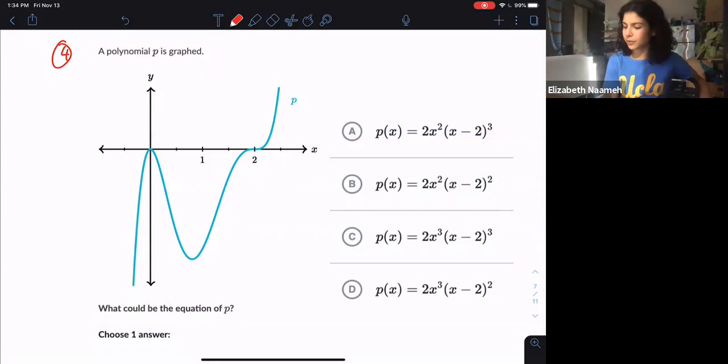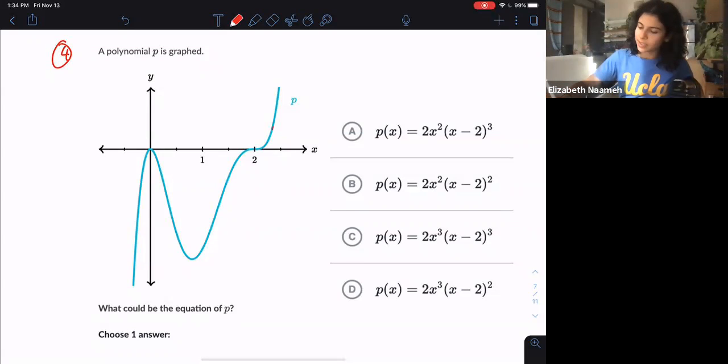I can start us off. First thing I want to make sure is that the sign in front matches the end behavior on the right. This is going up on the right side, meaning that they should have a positive in front. So I'm checking. They all check out. They all have a positive in front. Not helpful. Okay, next, I'm going to use my zeros.